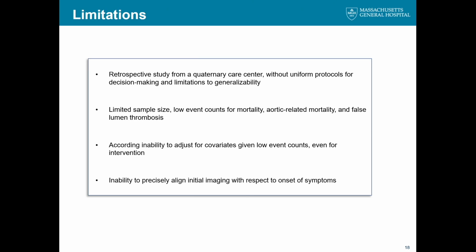There may be some component of confounding by indication for that imaging study on admission. But this also leads to low event counts for certain outcomes like mortality and false lumen thrombosis. Accordingly, we're unable to adjust for covariates with multivariable adjusted analysis, given the low event counts. And especially with earlier patients in our cohort, we are unable to correlate the CTA with timing of symptoms, only timing of admission.